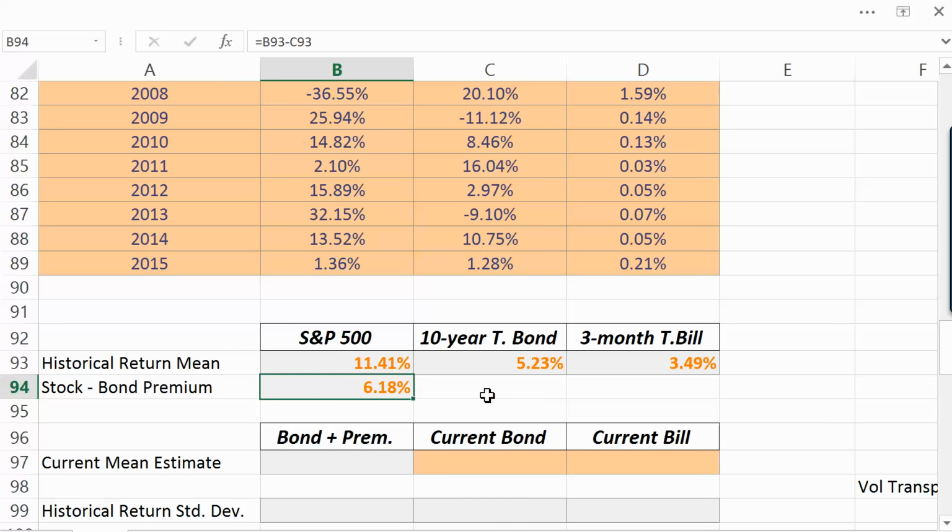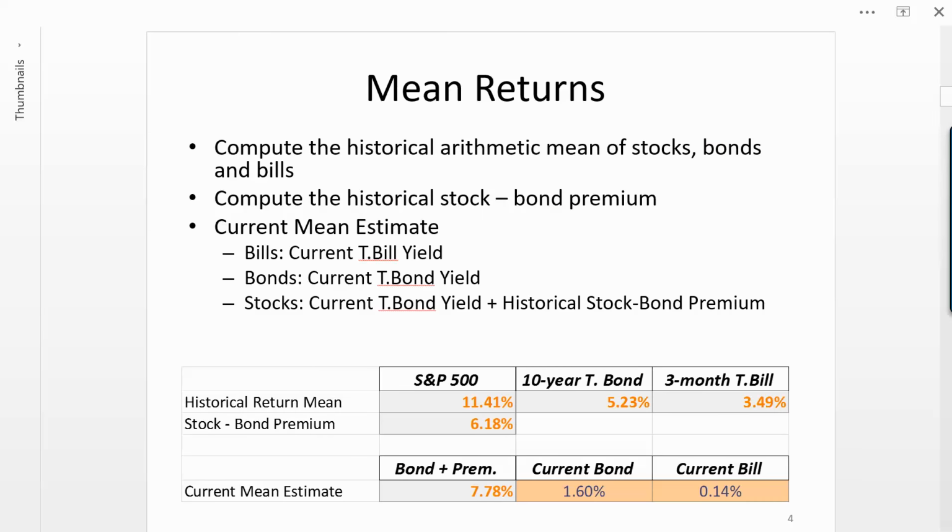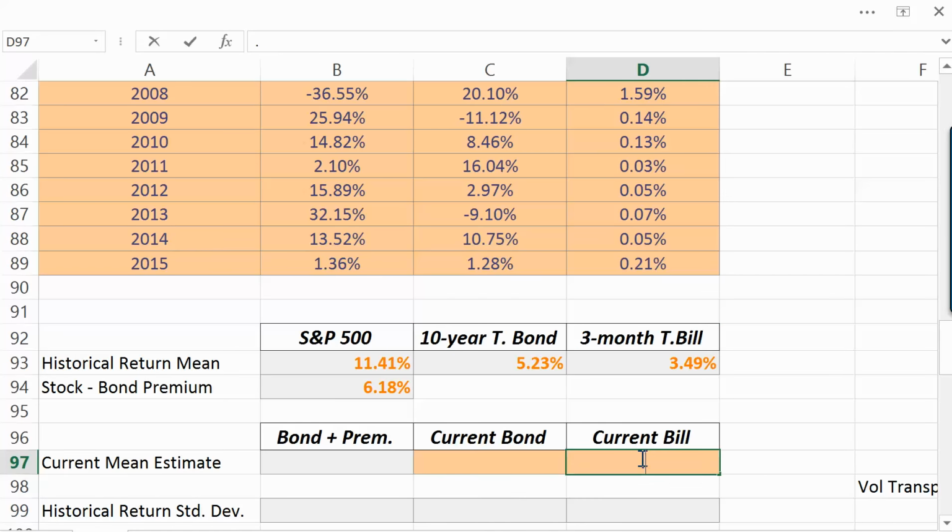And historically, the return of stocks has been 6.18% above bonds. And that's important because now we're living in a much lower interest rate environment. The current T-bill rate is about 14 basis points and 160 basis points for bonds. So if we were looking at what our portfolio would do today, it would look more like this: 14 basis points and 1.6% of the current yields on bonds. So that would be the expected return, assuming interest rates don't change.